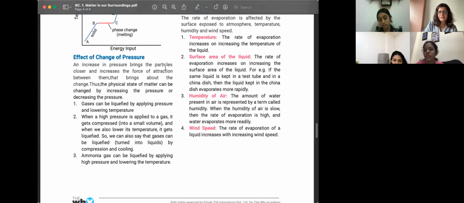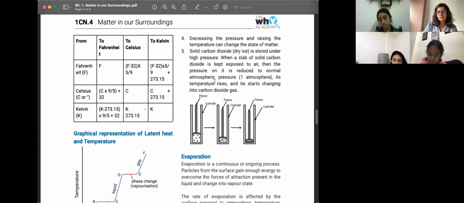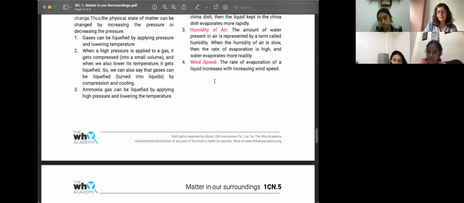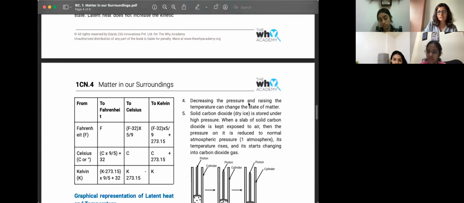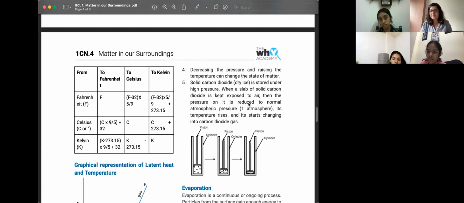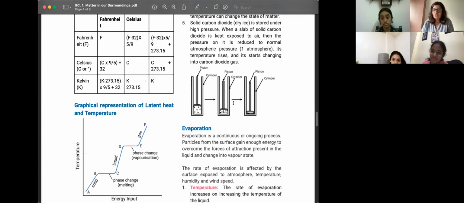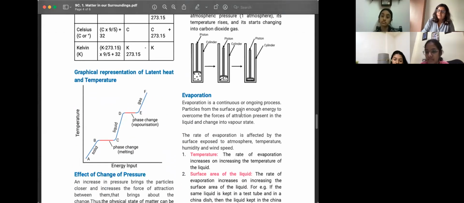Then the effect of change of pressure. So this is one thing we are left with. We can pick it up later, since school maybe hasn't started yet. So we are almost 90% done with the chapter. We just have to discuss pressure and evaporation. So next class we can complete this and also do a lot of questions.